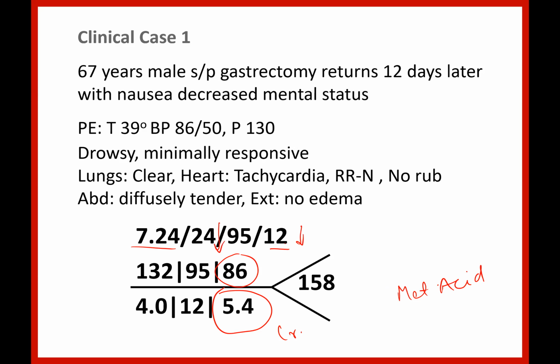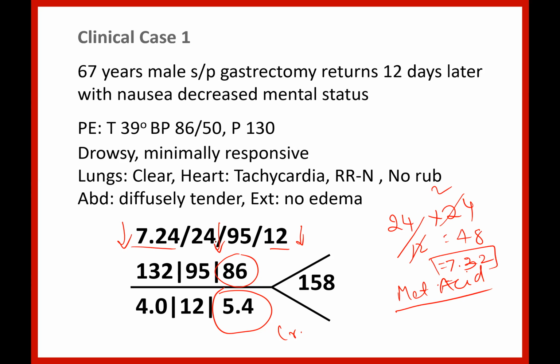That is supported by bicarbonate and PCO2, both going down. Everything is down, metabolic acidosis. Now, how about the consistency? 24 divided by 12 into 24, very easy calculation. 48. It should be 22, but it is 32 and 7.32. So the data doesn't appear to be consistent. Is it correct? 24 and 12, so 28, 48. So data consistency not verified.